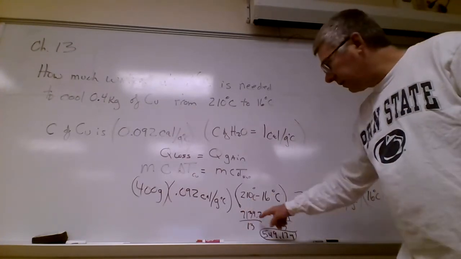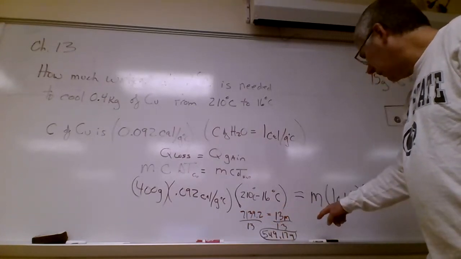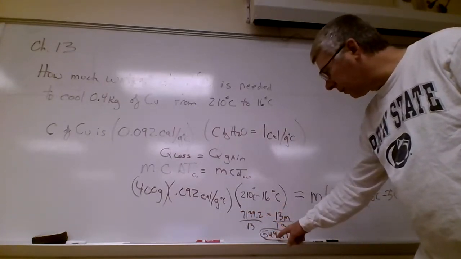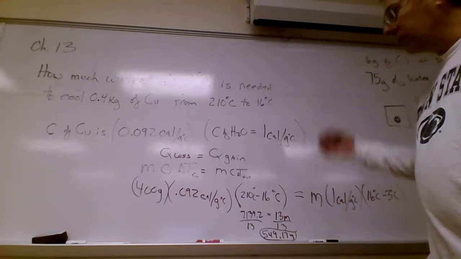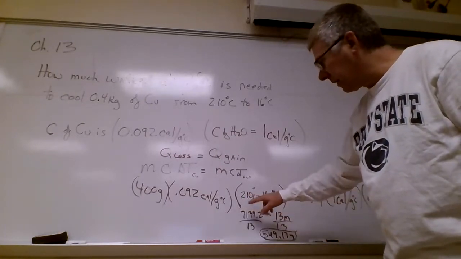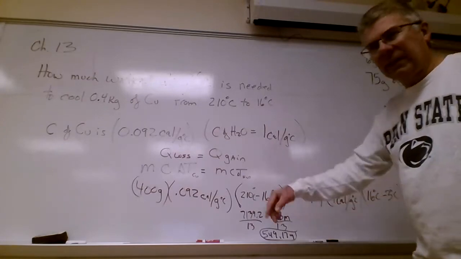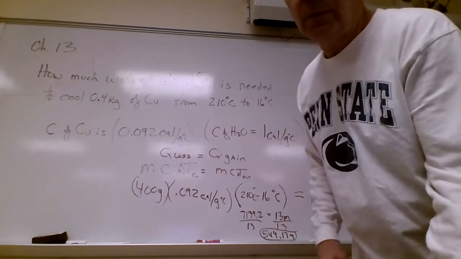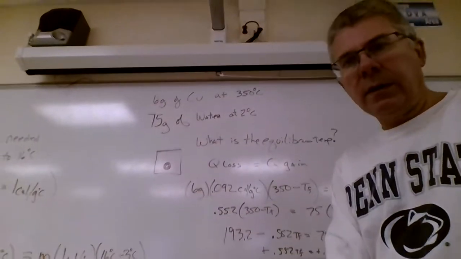So when you do the math, you get 7,137.2 equals 13 M, and you end up getting 549 grams of water is what is needed to do this. Like I said, if I had done it where it was 16 minus 210, this would have come out to be a negative, but then you're supposed to have a negative in front of here, and the negatives just cancel. So it's tomato, tomato. It works either way.